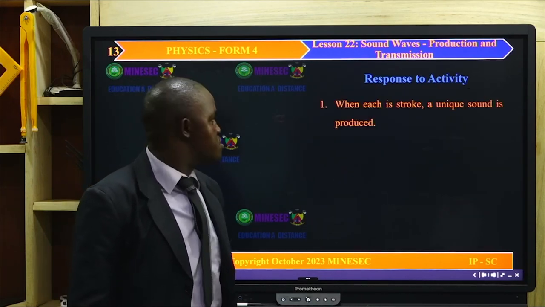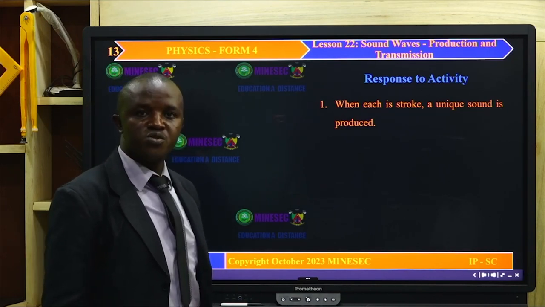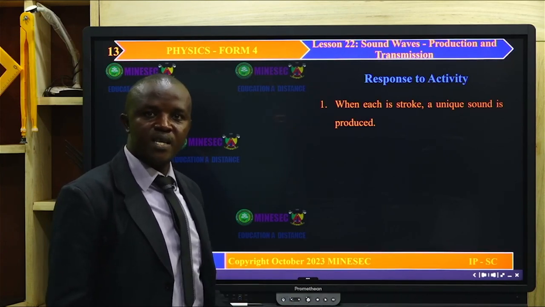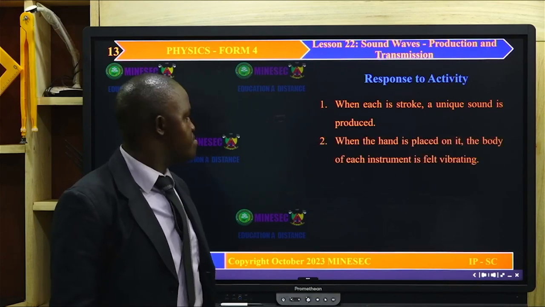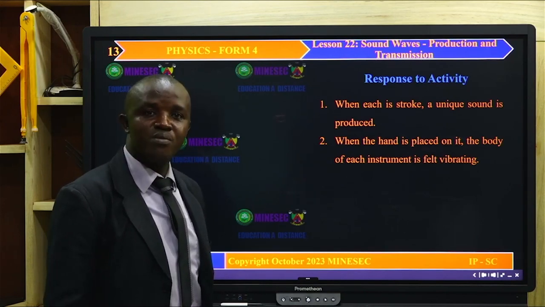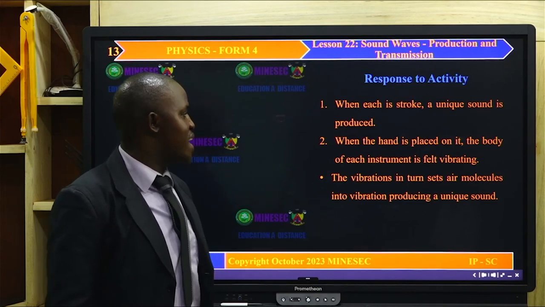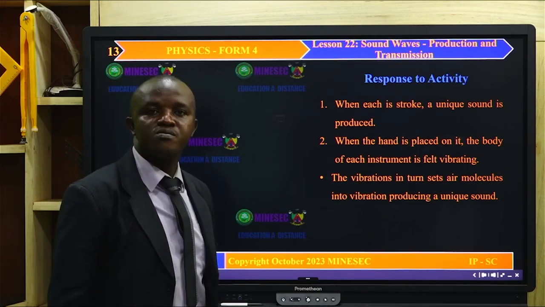Our response. So when each is struck, a unique sound is produced. When you strike a drum, a unique sound is produced. When you strike the guitar string, a unique sound is produced. When the hand is placed on it, the body of each instrument is felt vibrating. The vibrations in turn set air molecules into vibration, producing a unique sound.